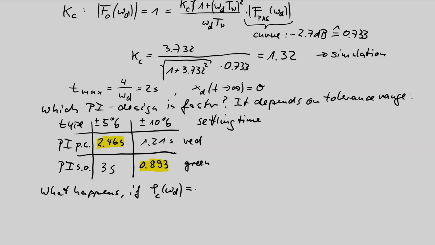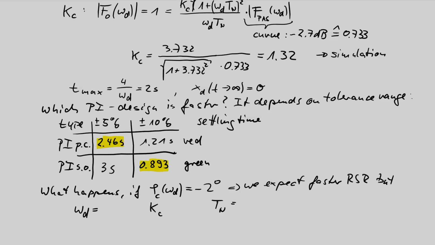So I have calculated what happens if this is -2. We expect a faster reference step response. But okay, I have calculated these values. I make it quickly. The result is omega d will be, kc will be, and Tn will be. These values I just go into the curve and calculate without recording.